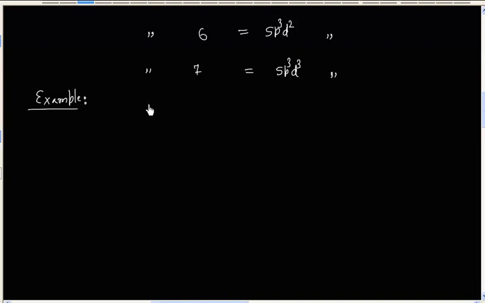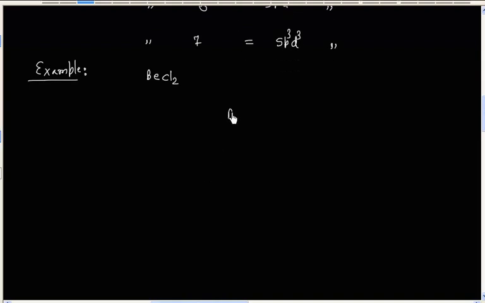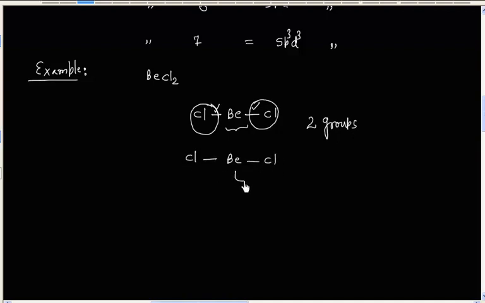So let us say we have a molecule BeCl2. We can write the Lewis dot structure. Now we want to find the hybridization of the beryllium atom. It has two groups attached, one group this side and another group this side. So we have two single bonds, one single bond this side and one single bond this side. So we have two groups. Two groups means hybridization is sp. So in this case beryllium has a hybridization of sp.